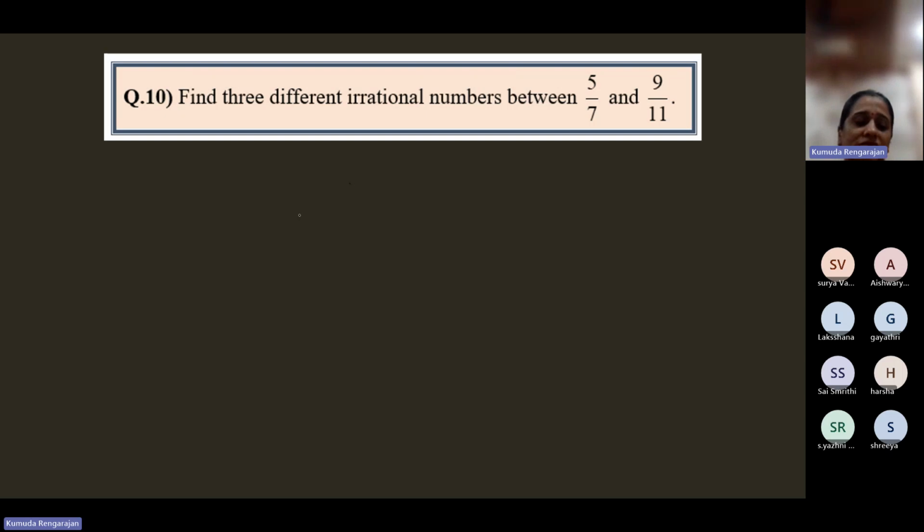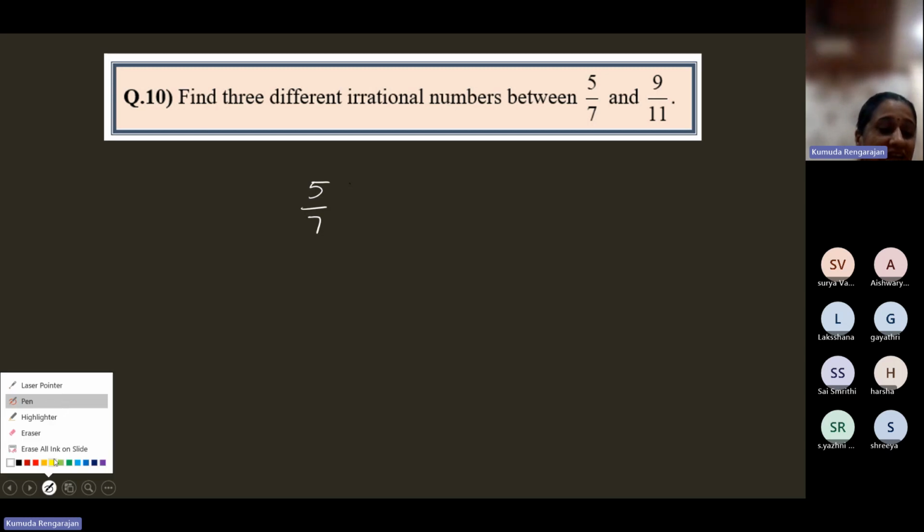So you will have to divide 5 by 7 and find the decimal expansion of 5 by 7. 5 by 7 is rational because it is in P by Q form. 9 by 11 is also rational because it is in P by Q form, integer by integer form. So 5 by 7 and 9 by 11 are rational numbers. You will have to insert 3 irrational numbers between these 2 rational numbers. We know that between 2 real numbers, there are infinitely many real numbers. So we have to insert 3 irrationals between these 2 rationals.